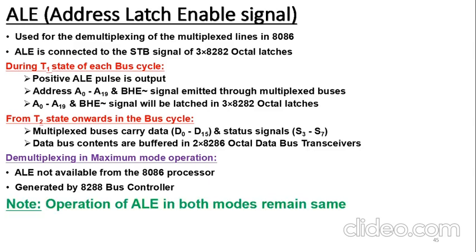But anyway, the operation of ALE, address latch enable, in both the modes remains the same. That note has been written at the bottom. It means that whether in maximum mode the ALE signal is generated by the 8288 bus controller, or in minimum mode the signal is given by the processor itself, that signal will be in the form of a positive going pulse which appears in the T1 state of the bus cycle. And thereafter every operation remains one and the same here.